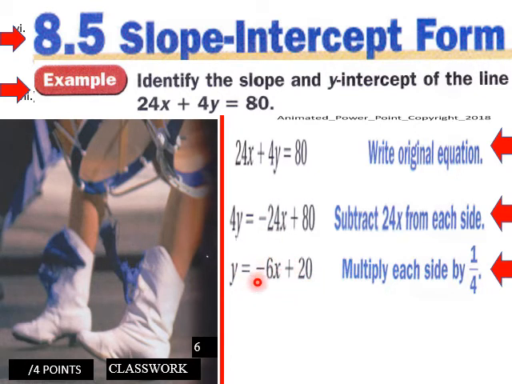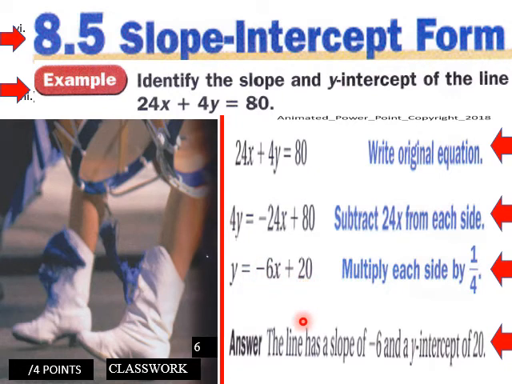So here is our slope-intercept form of an equation. The answer: the line has a slope of negative 6 and a y-intercept of positive 20. So negative 6 is our slope, and positive 20 is our y-intercept.